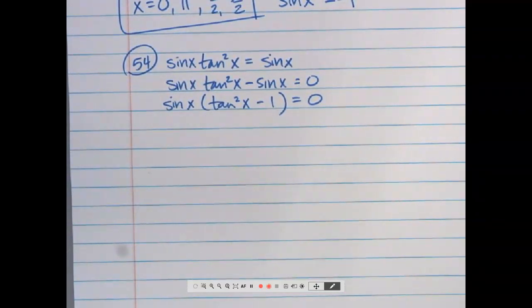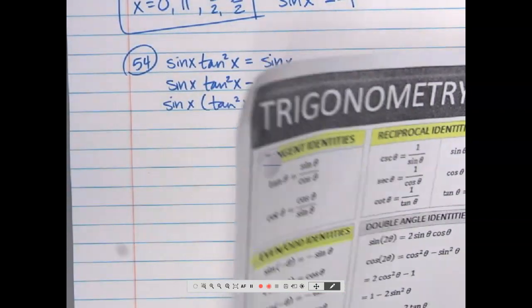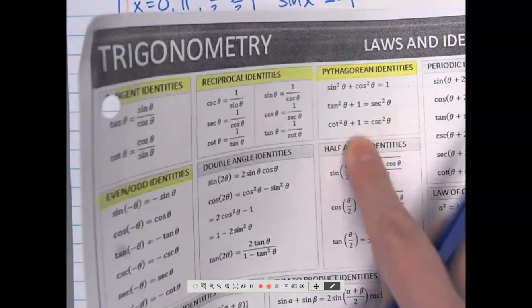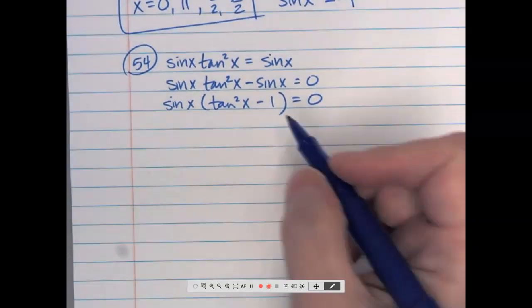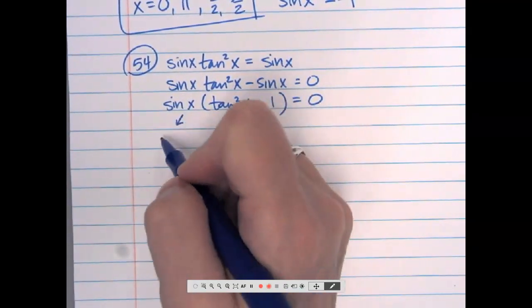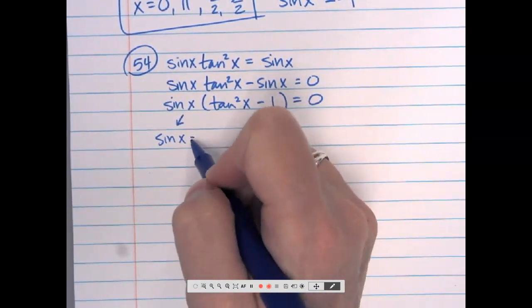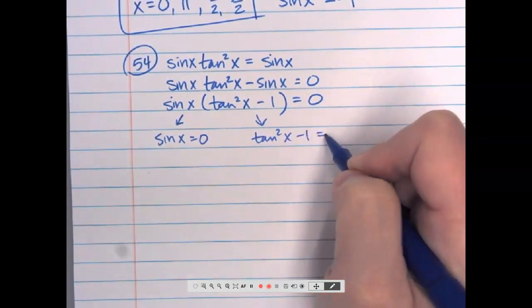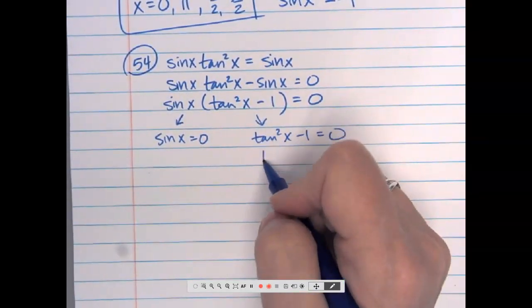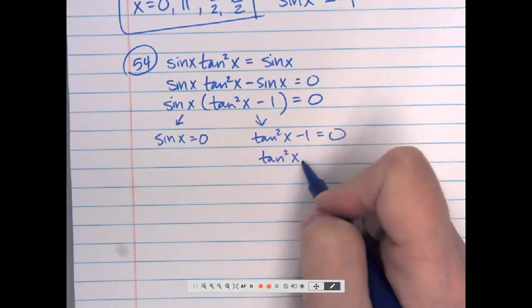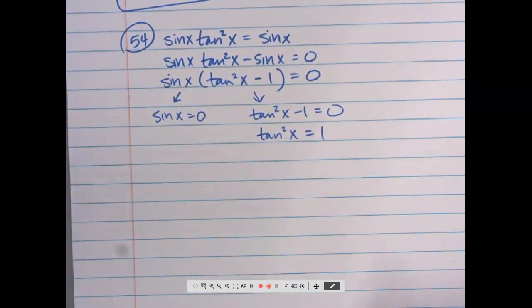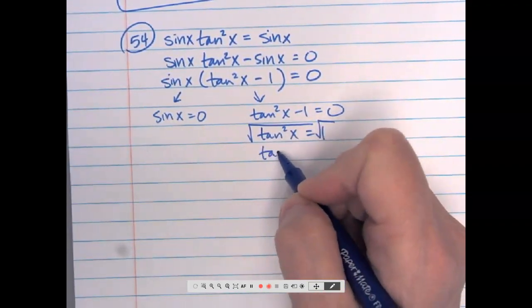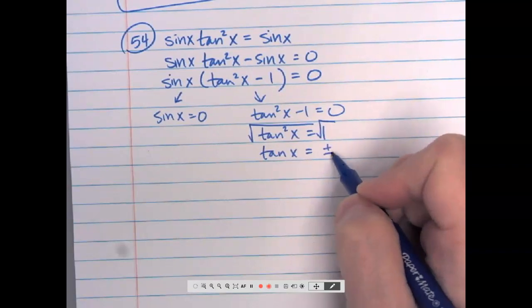Ooh, tangent squared minus 1. That makes me think to look at that, but ooh, that doesn't work. So let's not mess with that. Just a thought. Didn't work though. Let's just set them equal to 0. Okay, I'm going to add 1. I don't want tangent squared, I want tangent, so I'm going to square root, and I'm never, ever, ever going to forget that plus or minus.